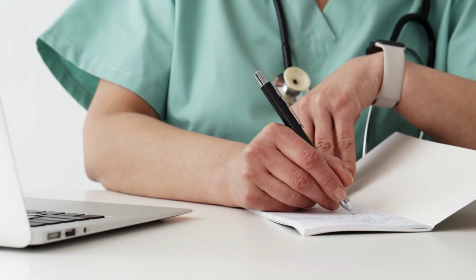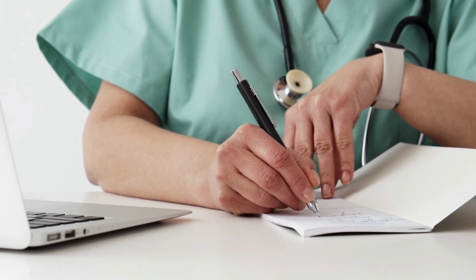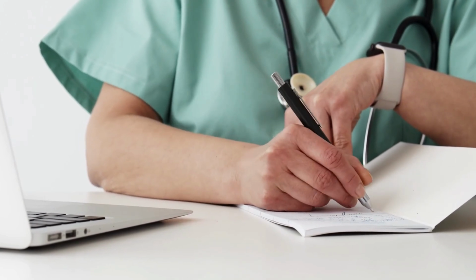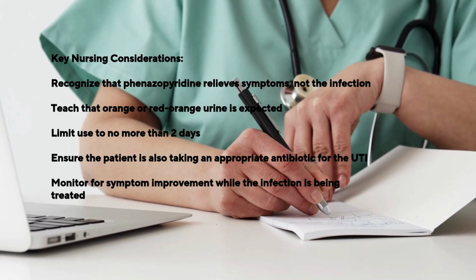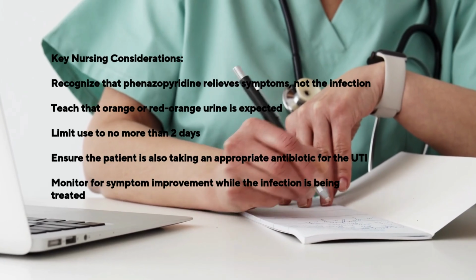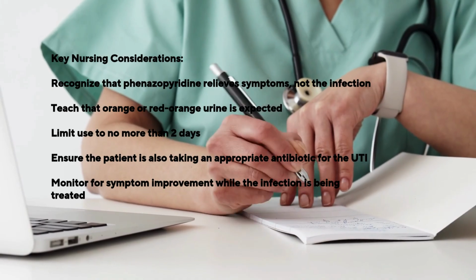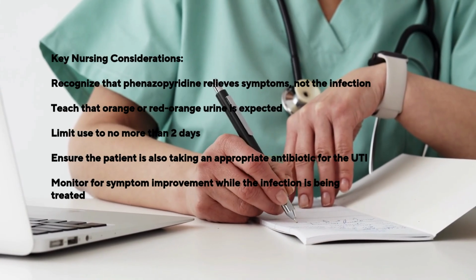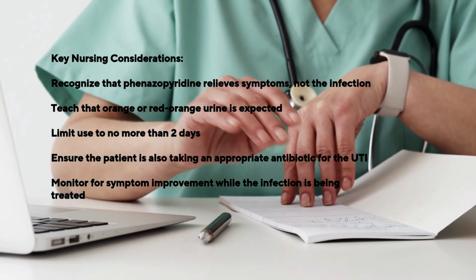So if I stopped you in clinical tomorrow and asked you to write the most important thing about phenazopyridine, I'd want you to write this. Phenazopyridine relieves urinary pain but does not treat the infection. Educate patients that orange urine is expected. Avoid using it for longer than 2 days, and always make sure an appropriate antibiotic is treating the underlying UTI.